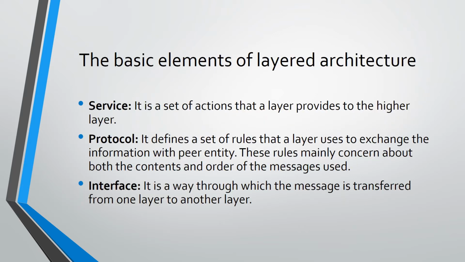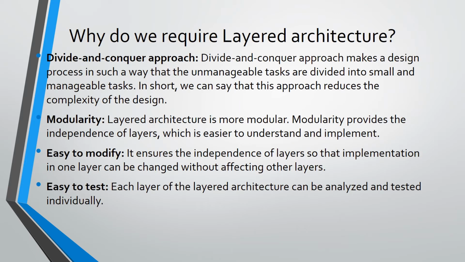We have some of the basic elements of a layered architecture, and one of the basic elements is service. Service is a set of actions that a layer provides to the higher layer. Then we have the protocol, and the protocol defines a set of rules that a layer uses to exchange information with a peer entity. These rules mainly concern both the contents and order of the messages used. Then we have the interface, and it's a way through which the message is transferred from one layer to another layer.